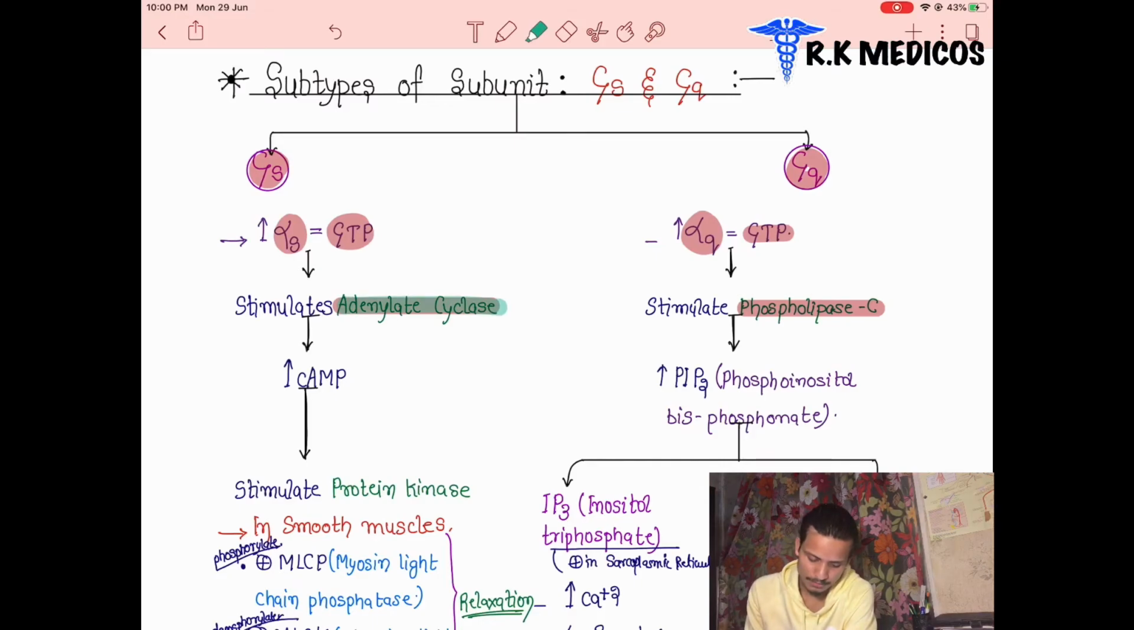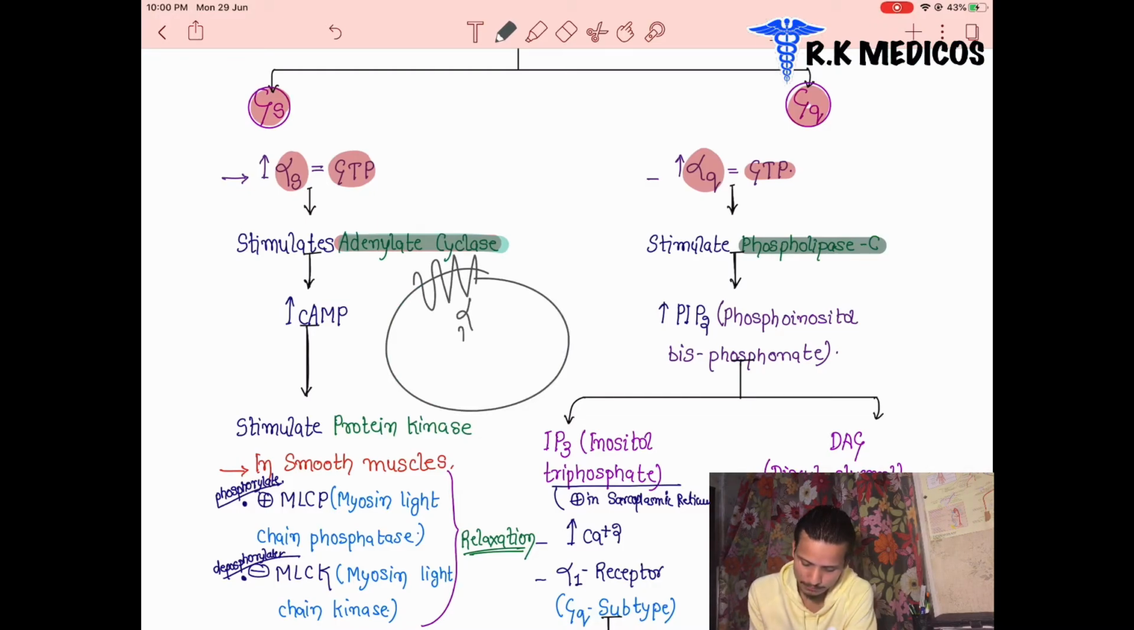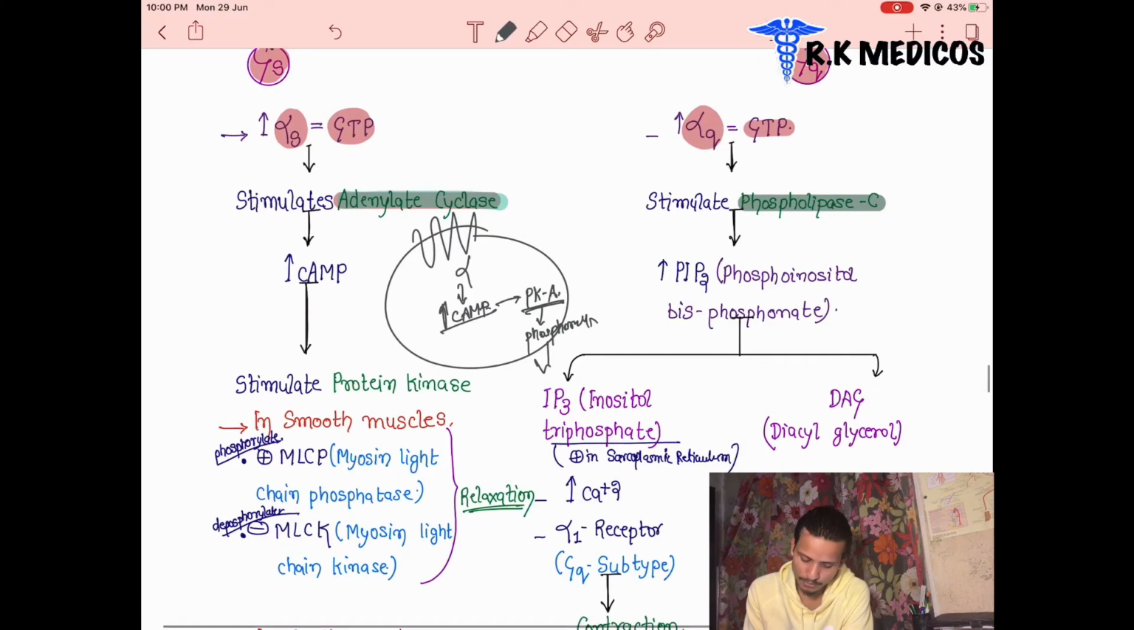We study the first two of these. There are subtypes of subunits, that is GS and GQ. We can see examples here: adenylyl cyclase and phospholipase C. The adenylyl cyclase is activated inside the cell. Suppose the cell is like this: serpentine receptors, alpha subunit. The alpha subunit activates cyclic AMP. The cyclic AMP concentration increases, and it activates protein kinase A. Protein kinase A is activated, and it phosphorylates the proteins in the muscles, and after that the action happens.